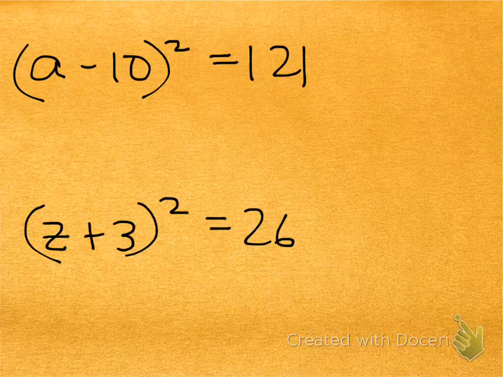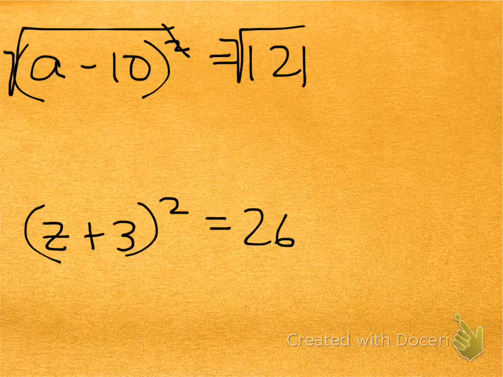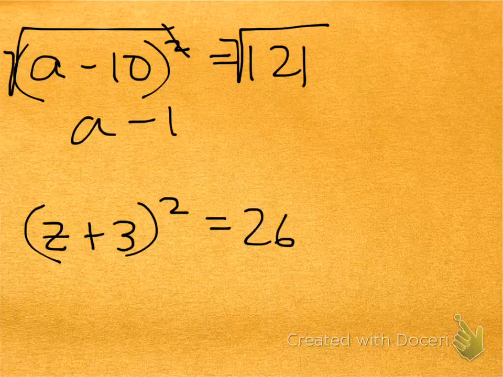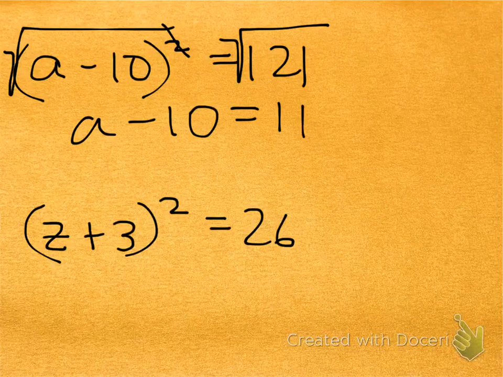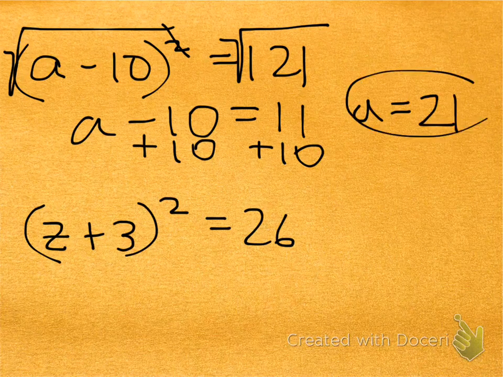Here, these are just more where they've already factored them for you. You just need to solve. So we're going to take the square root first, and we get a minus 10 equals 11, and then we solve for a by adding the 10. So we get a equals 21.